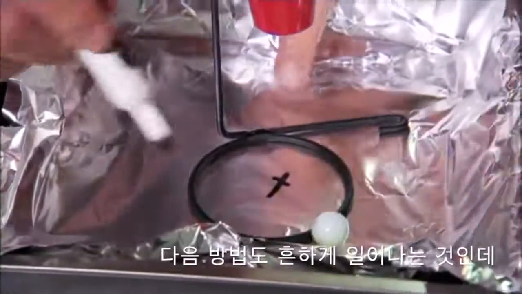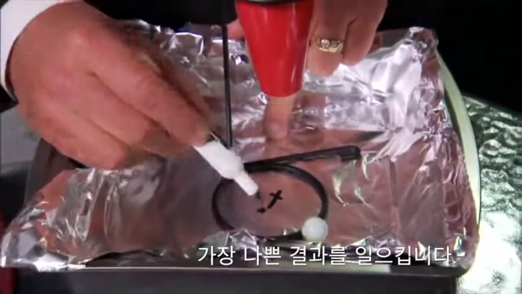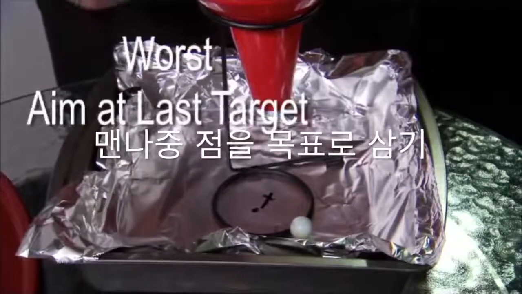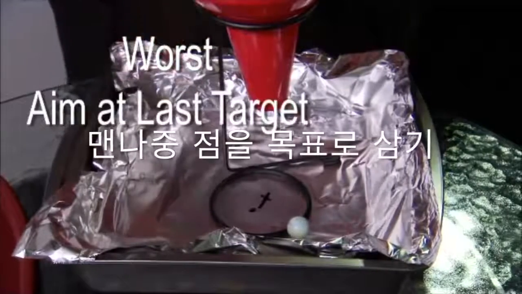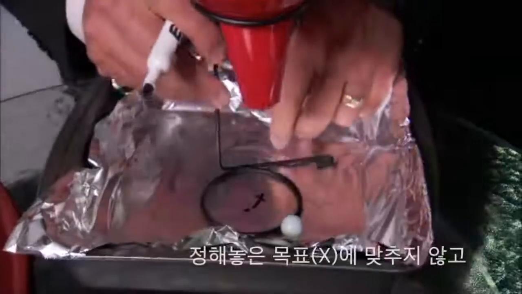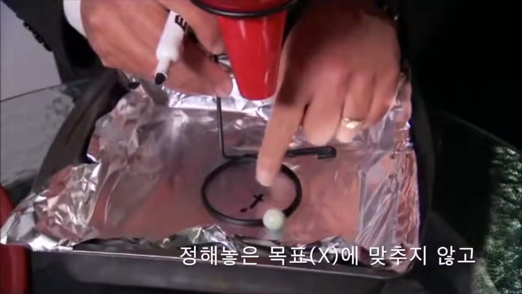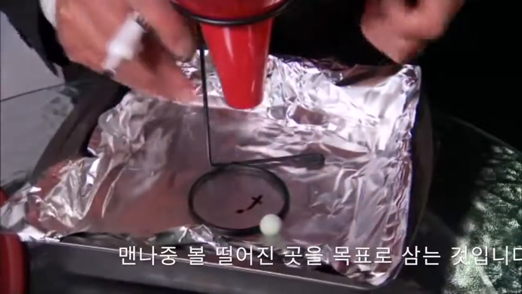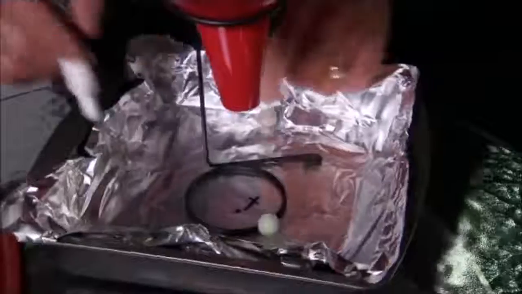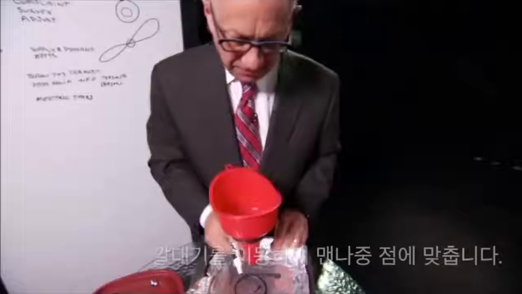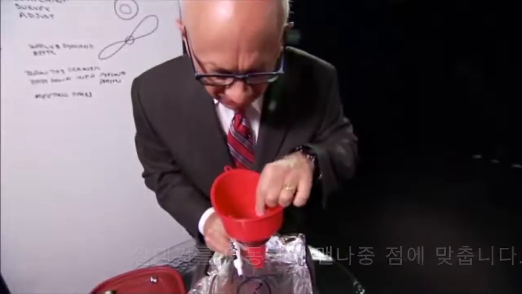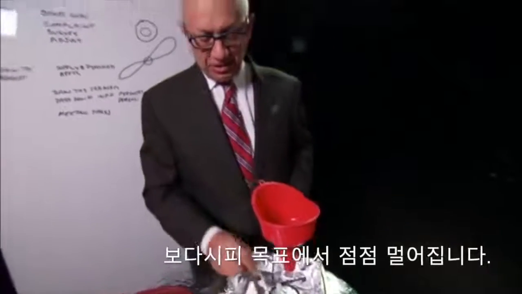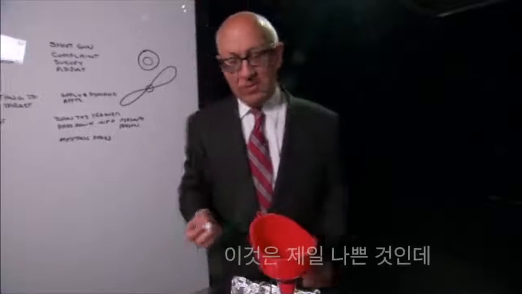The next method is also used and is very common, but it has the worst results of all. Now, instead of adjusting things to the target or from the last position, what we do is, instead of aiming at where we had as our goal, we shoot at what we had as our last target. And we keep moving the funnel to hit our last target. And as you can see, we get farther and farther away from the target.